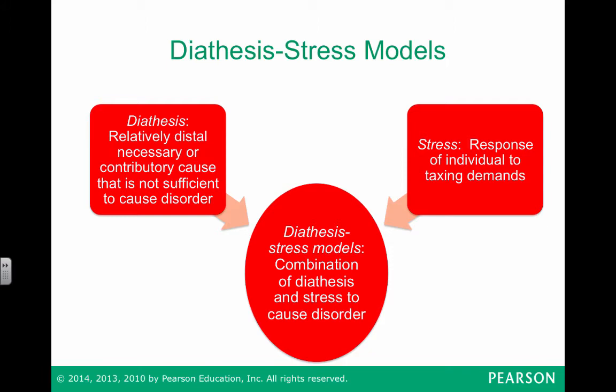So when we study these, and we'll look at different ways they study this in a few minutes, you may have two people with the same diathesis, but one is put under the stress and therefore the disorder develops, and another one grows up in a different environment and that is not ever triggered.